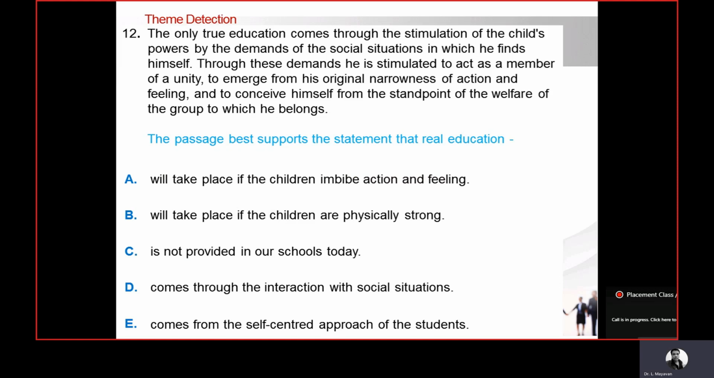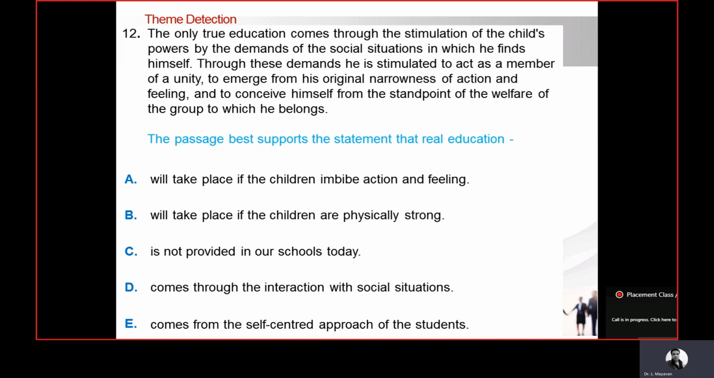Out of this, question number 12. The only true education comes through the stimulation of the child's powers by the demands of the social situation in which he finds himself. Through these demands, he is stimulated to act as a member of a unity, to emerge from his own original narrowness of action and feeling, and to conceive himself from the standpoint of welfare of the group to which he belongs.